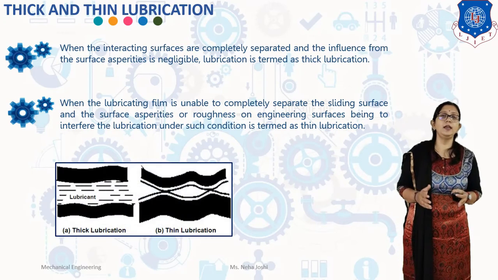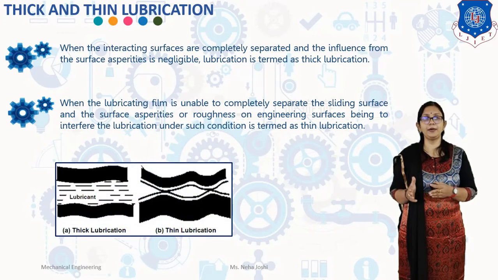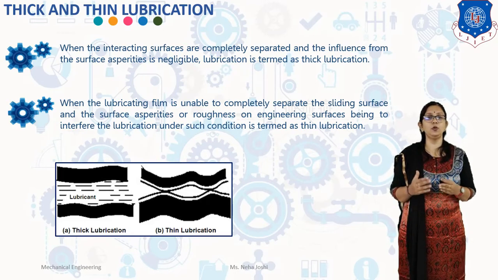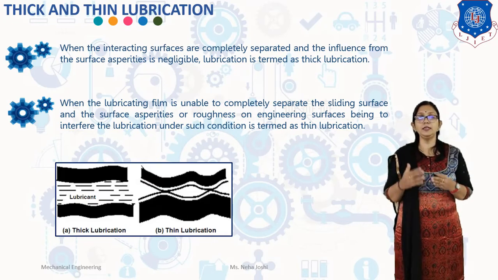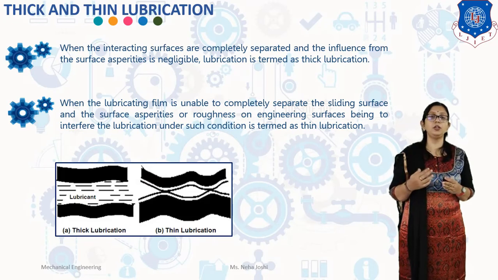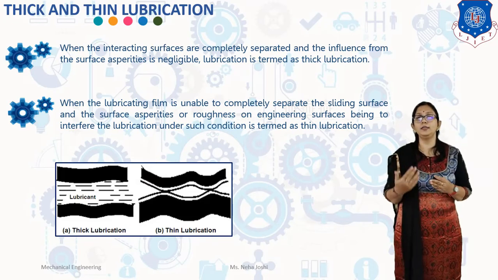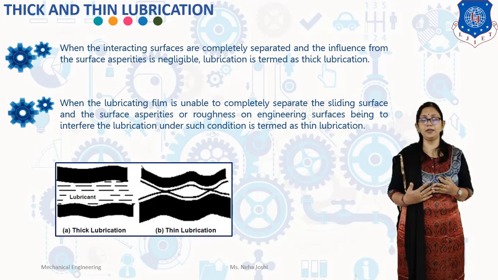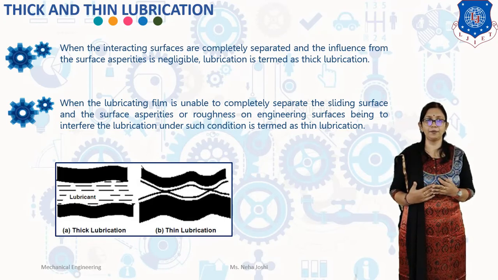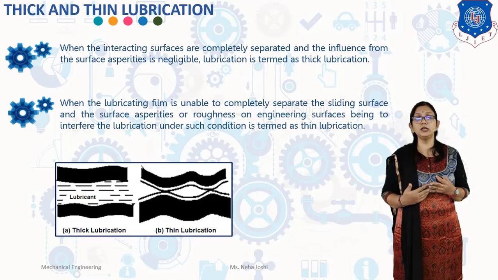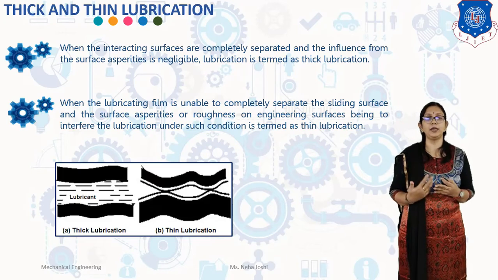When the interacting surfaces are completely separated and the influence from the surface asperities is negligible, lubrication is termed a thick lubrication. Thick lubrication is governed by the Reynolds theory. Now, what is thin lubrication? When the lubricating film is unable to completely separate the sliding surfaces and surface asperities or roughness on the engineering surface begin to interfere with the lubrication, under such condition it is termed a thin lubrication.